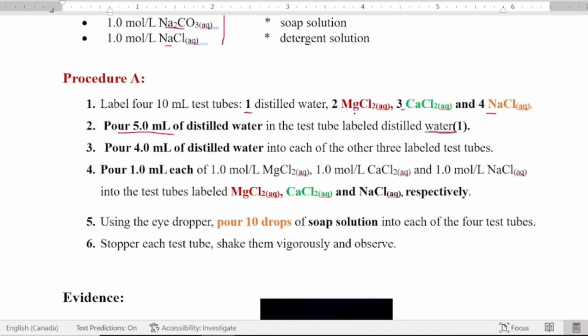Then in the other 3, test tubes 2, 3, and 4, you pour 4 milliliters of distilled water. Then look what happens. You pour 1 milliliter of each of these into the labeled test tubes: 1 milliliter of magnesium chloride goes into this one, calcium chloride there, and 1 milliliter of sodium chloride here. Next, we take an eyedropper and pour 4 drops of soap solution into each of the 4 test tubes. You stopper them and you shake vigorously.